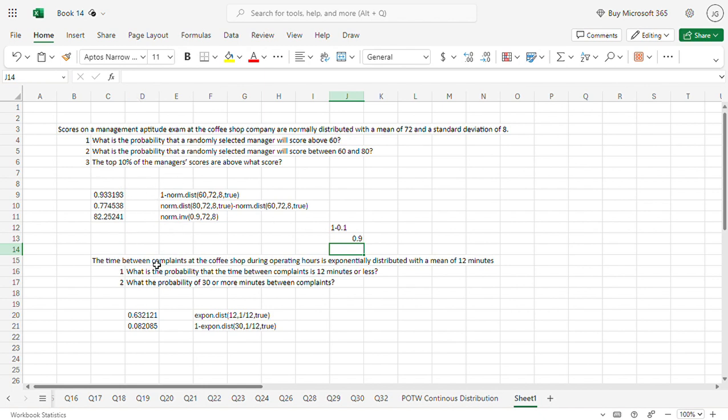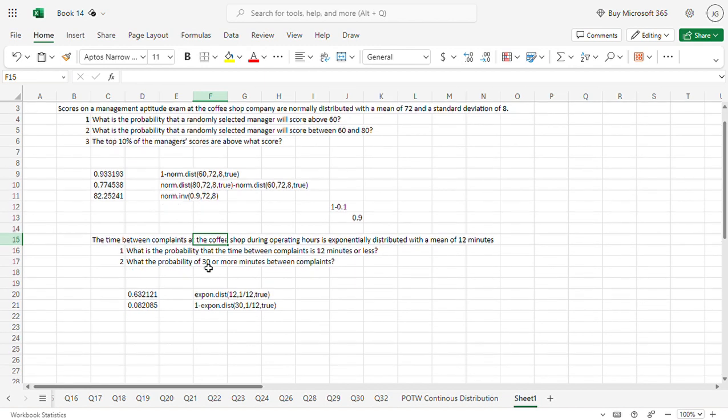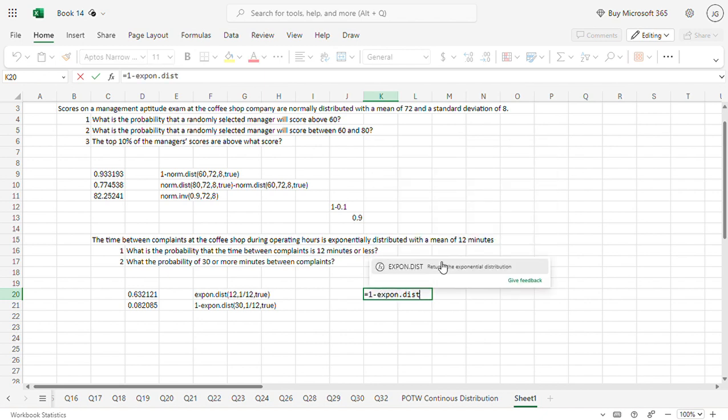Now next, we're going to figure out how to do an exponential distribution. Here, they're asking us, what is the probability of the time between complaints being 12 minutes or less? So we need to identify our distribution type. It's going to be an exponential distribution. And remember, they're asking us for more than. So more than with exponential distribution is going to be 1 minus exponent.dist.